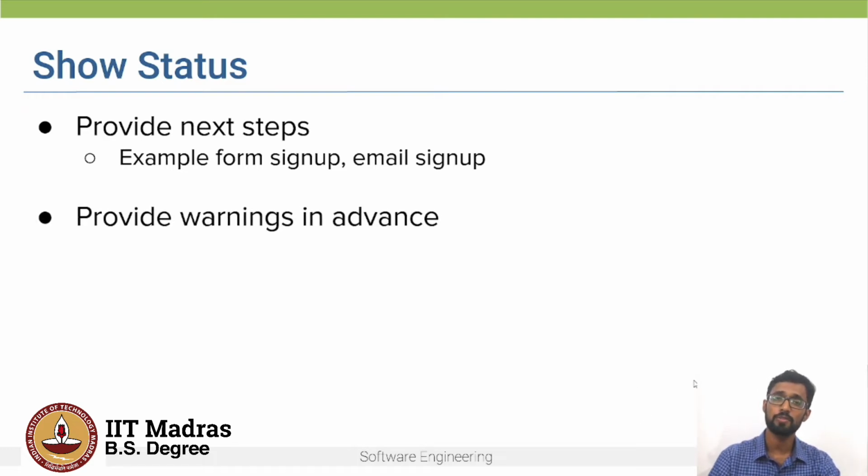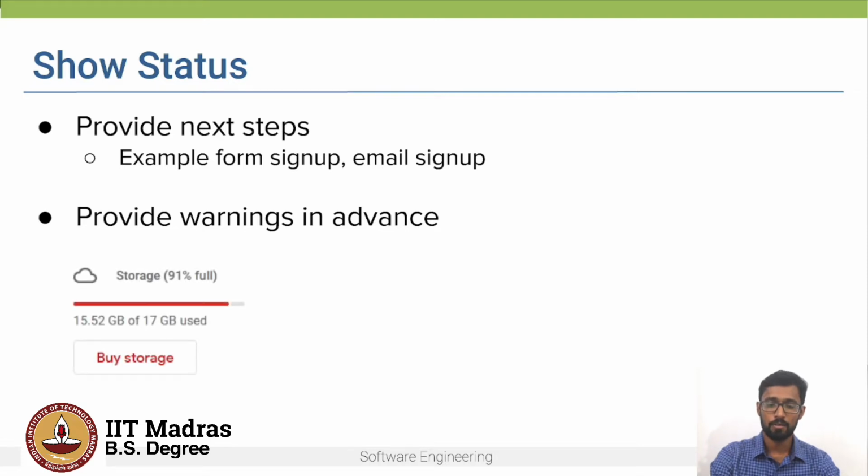Another example of showing status is to provide warnings in advance. It is important to let users know of some action which is needed from their side. For example, if the Gmail space is running out, appropriate information on Gmail can help me take appropriate steps such as buying storage.